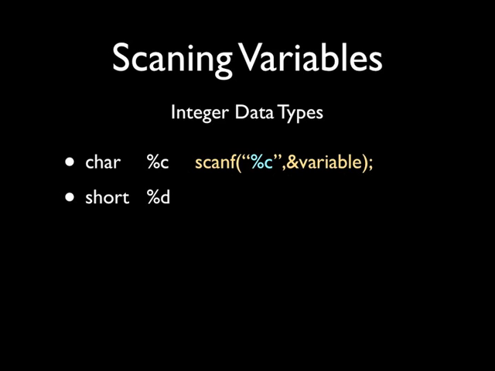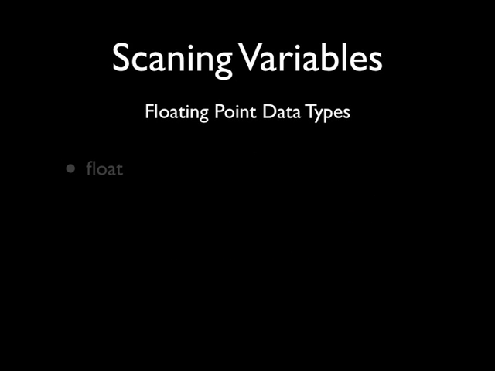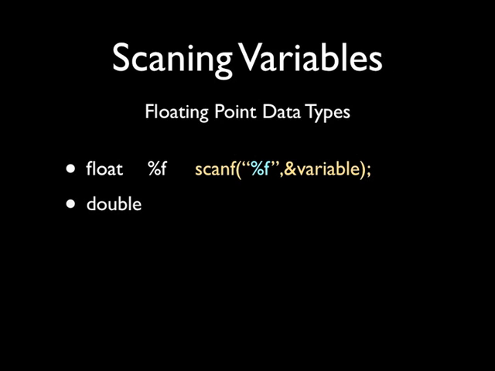So for a short, we can use %d, scanf, %d. Int is also %d, and a long, we'll use %ld. So these match up to the exact same ones as printf. For our floating point data types, once again it's the same, so %f for a float, and for a double, %lf for a long float.